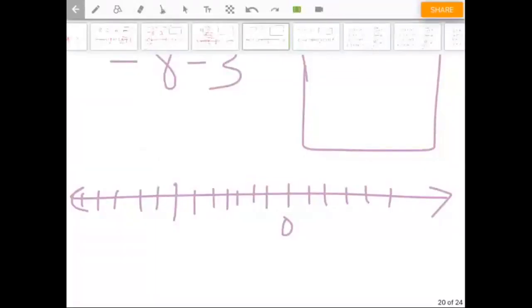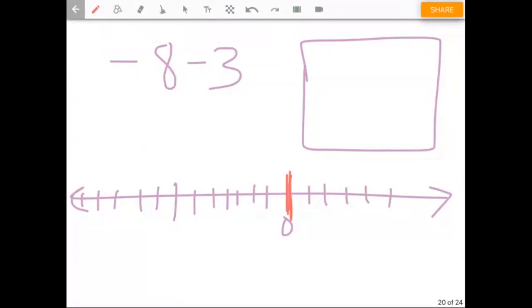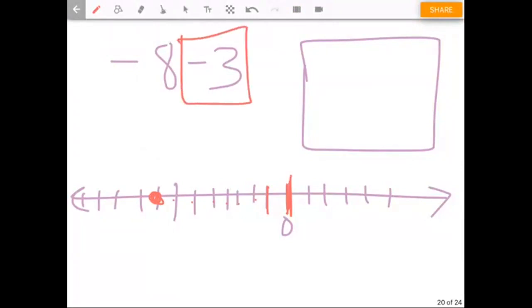Okay, so now -8 minus 3. So again, here's 0. So let's plot -8. 1, 2, 3, 4, 5, 6, 7, -8. We're minusing 3. So we're going to go left or right? Now if we're adding, we go what way? So if you're adding, you go to the right. If you're subtracting, you go to the left. So if you're at -8, -9, -10, -11.